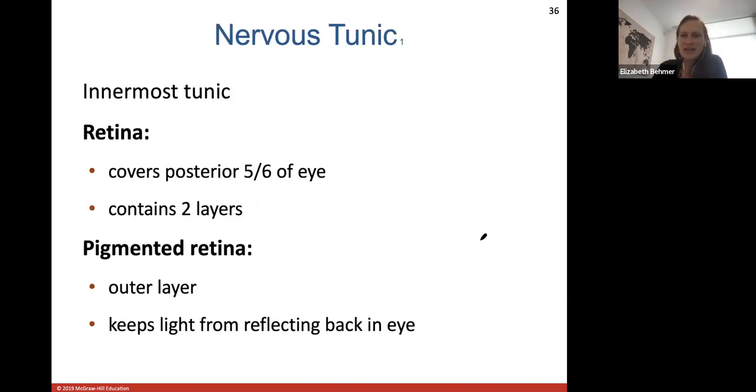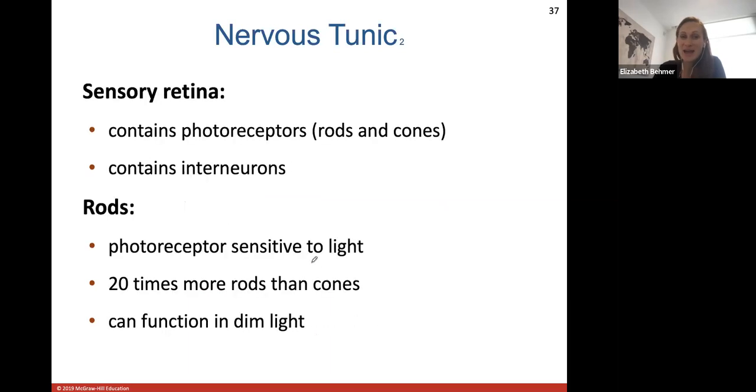The nervous tunic is the innermost layer. It's made up of the retina, which is kind of composed of two layers. It covers the posterior 5/6 of the eye. The pigmented retina is the outermost layer, and that pigmented retina just helps to keep light from reflecting back in the eye, while the sensory retina contains all your photoreceptors, the rods and cones, that contain the interneurons.